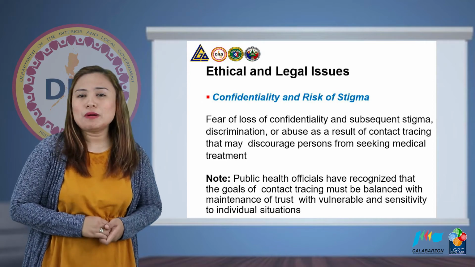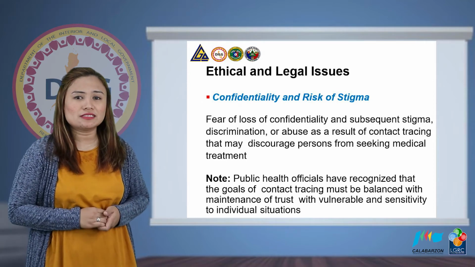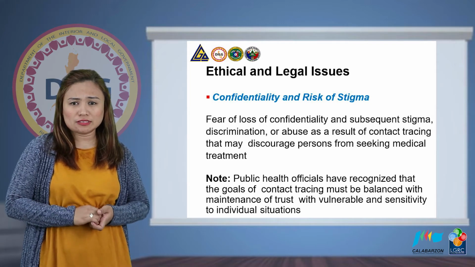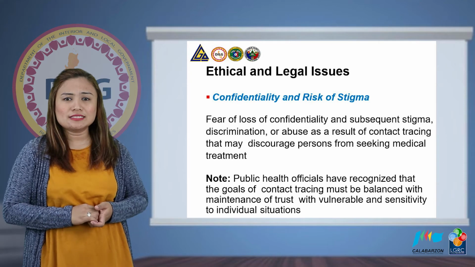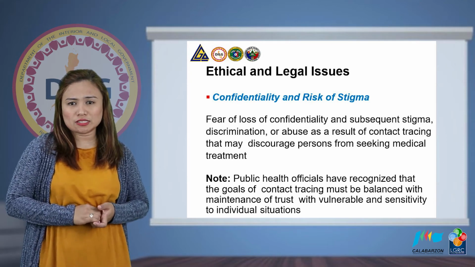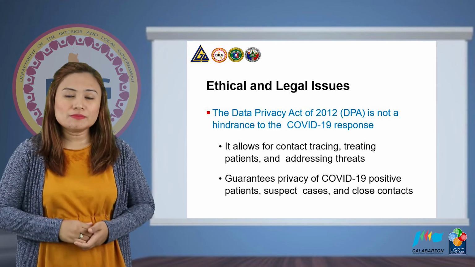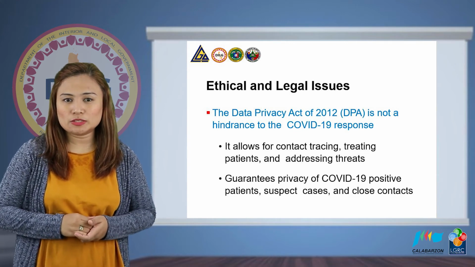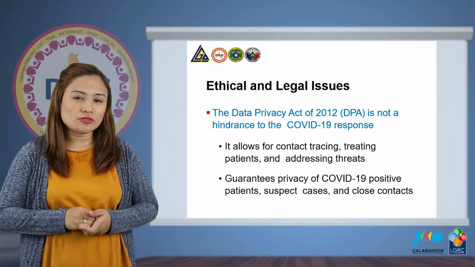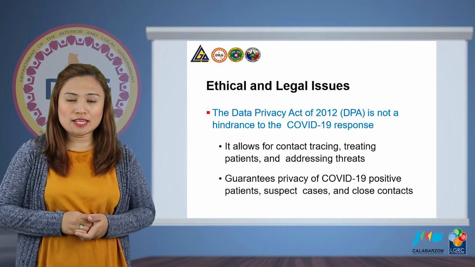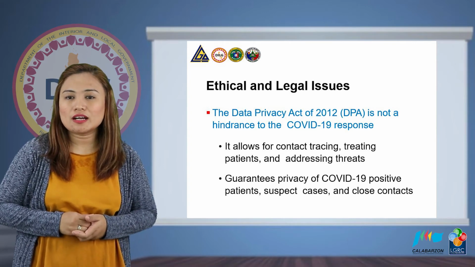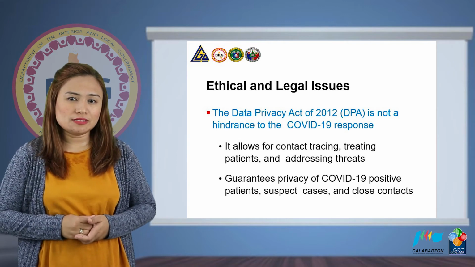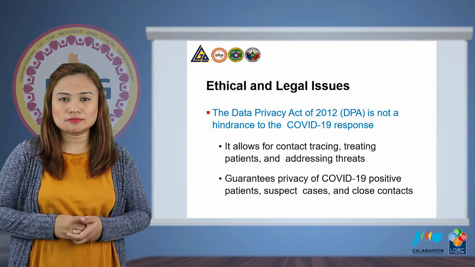Please note, public health officials have recognized that the goals of contact tracing must be balanced with maintenance of trust and with sensitivity to individual situations. The Data Privacy Act of 2012 is not a hindrance to the COVID-19 response. It allows contact tracing, treating patients, and addressing threats. It guarantees privacy of COVID-19 positive patients, suspect cases, and close contacts.